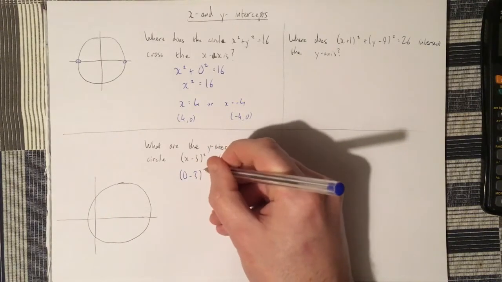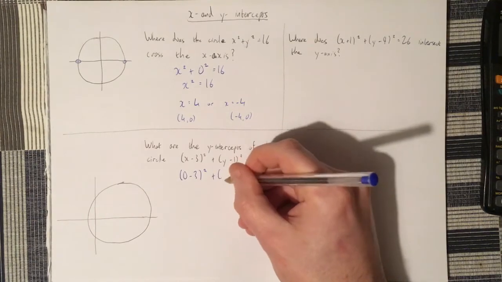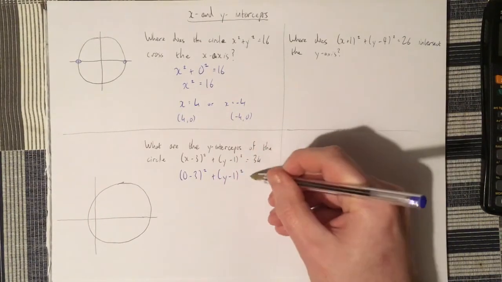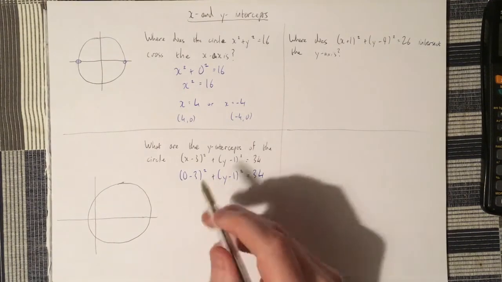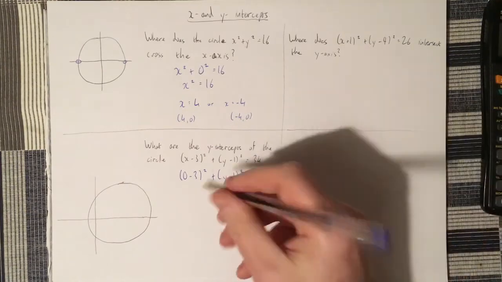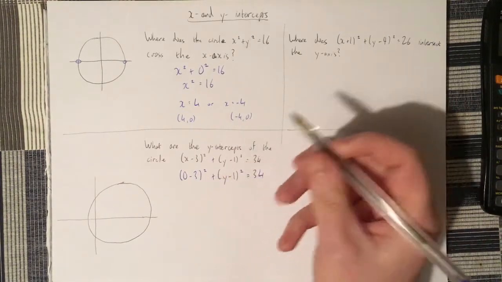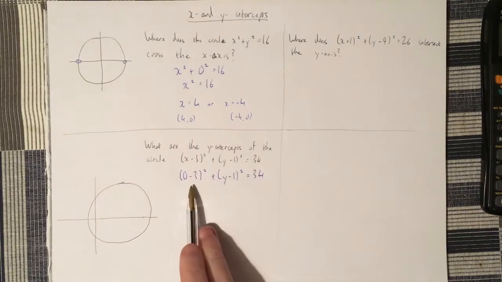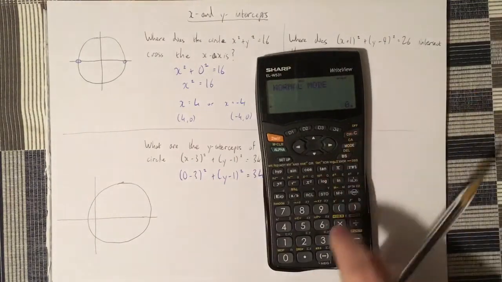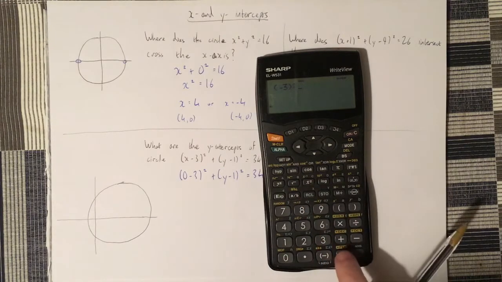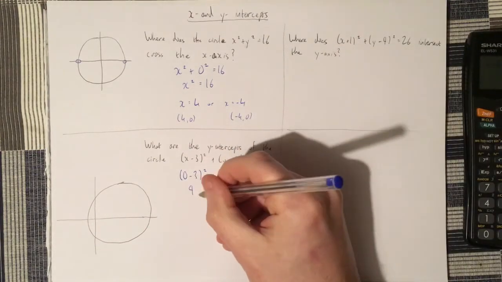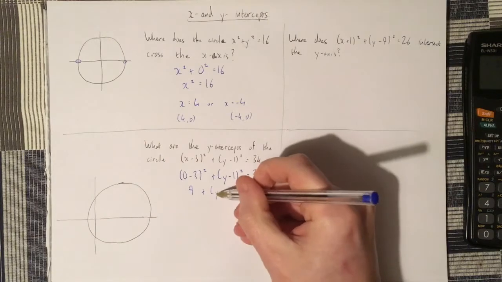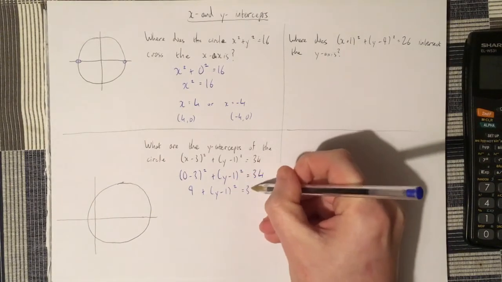So 0 minus 3 squared plus y minus 1 squared equals 34. 0 minus 3 squared is minus 3 squared, which is just 9. So minus 3 squared is plus 9. Don't forget the brackets around minus 3 if you're putting that into the calculator. If you don't enter it exactly like that, it's going to give you the wrong answer. So that is 9 plus y minus 1 squared equals 34.